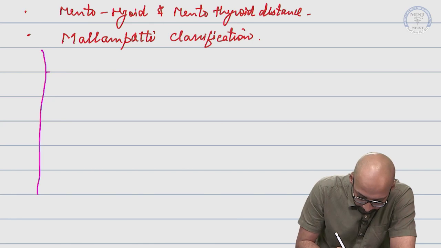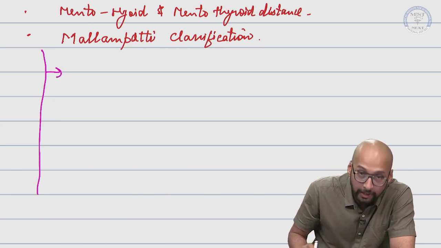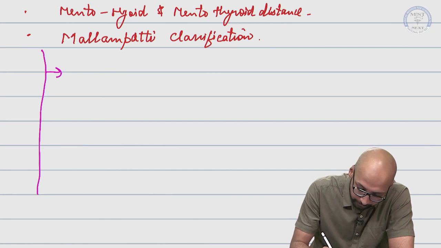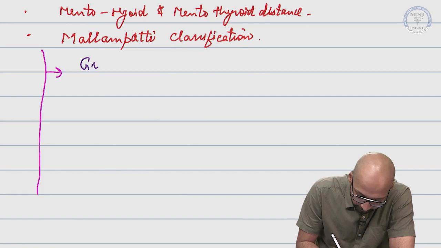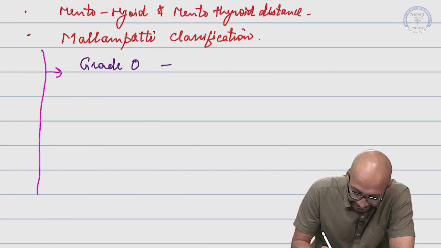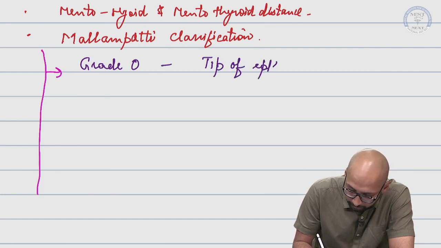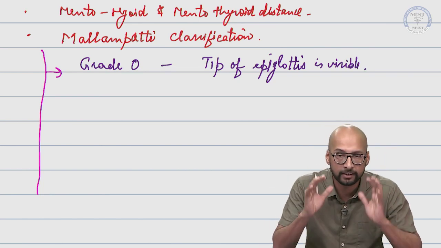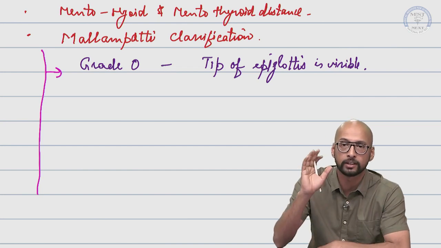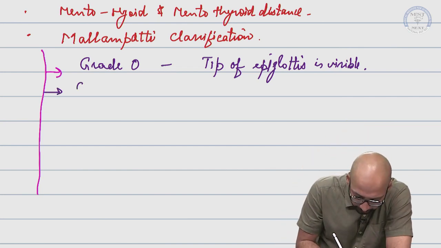Firstly, I'll write grade 0. Now what does grade 0 mean? Grade 0 means even the tip of epiglottis is visible. Now I'll make you clear, but let's first write them down. What are the different grades? Now we move on to the second grade, that is grade 1.